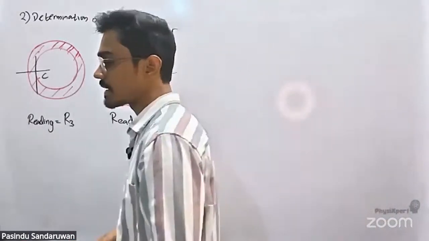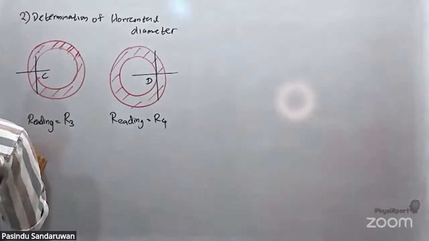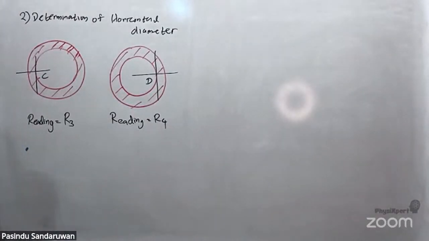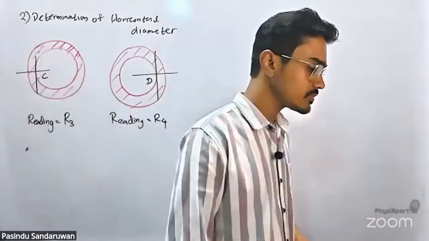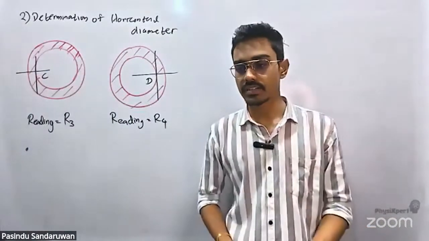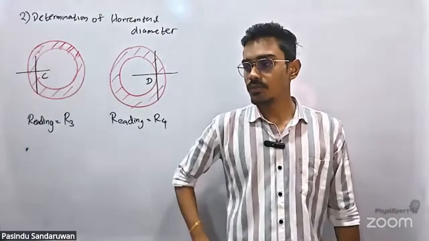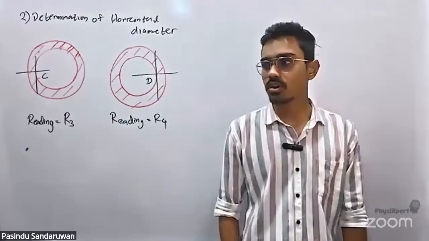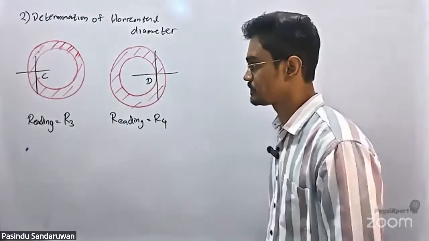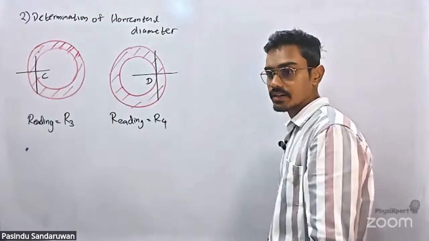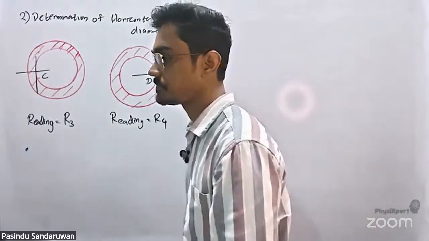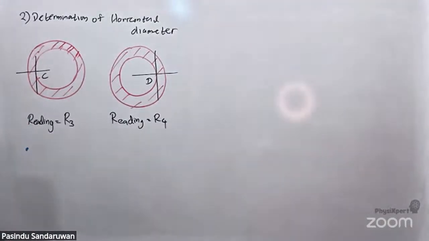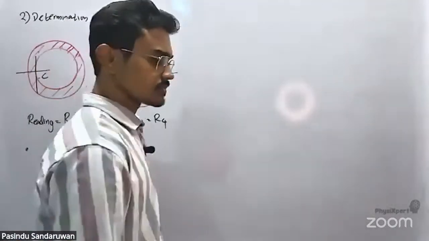Right. So under that, point 1 again. Now focus crosswires of microscope 2 on point C, and take the reading R3.